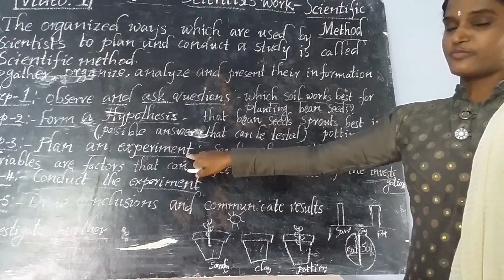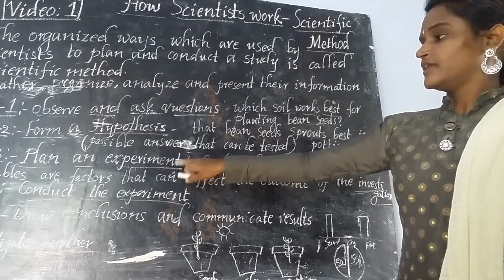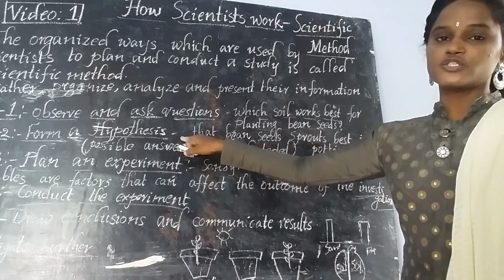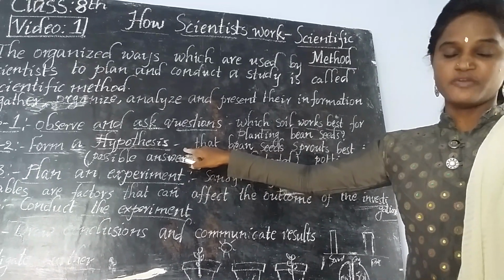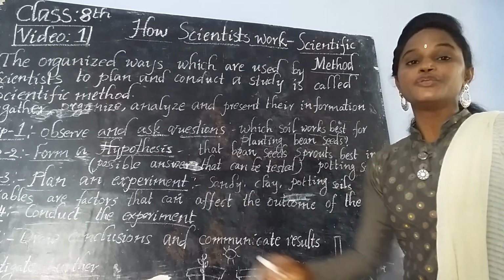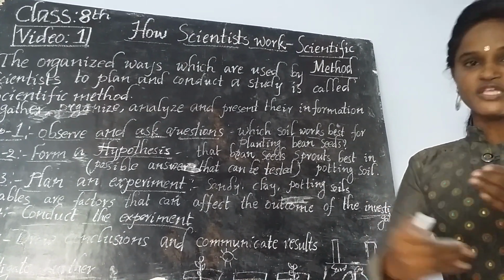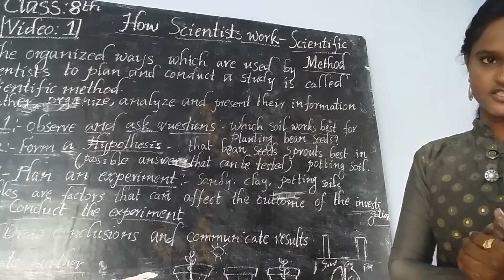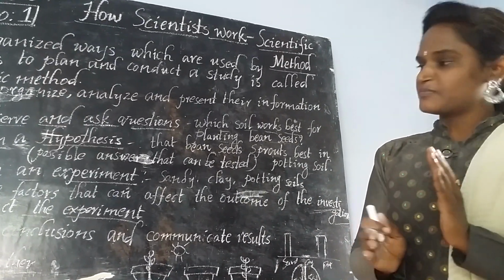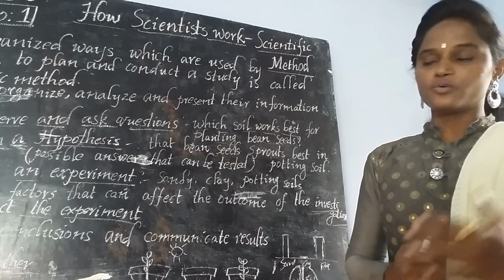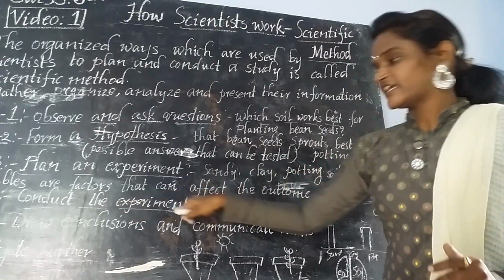And what is the third step? Plan an experiment. Depending on your hypothesis, you need to conduct one experiment. Before conducting that experiment, you need to plan. What equipment do you require? How to do the experiment? Everything you have to write. After completion of planning, you go to conduct the experiment.